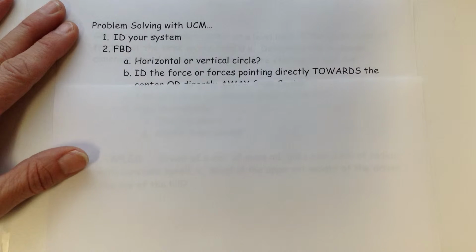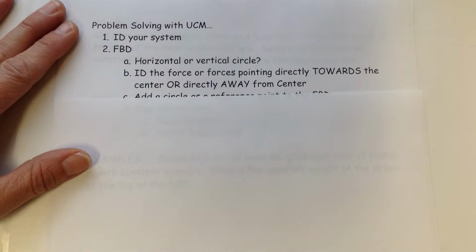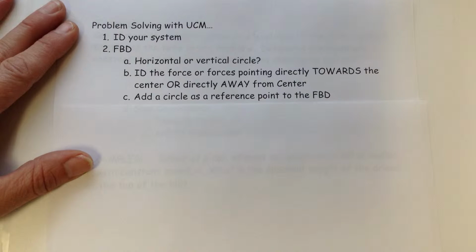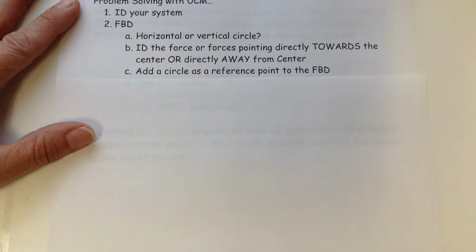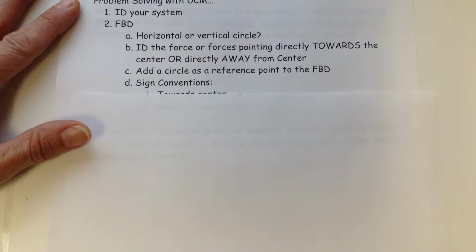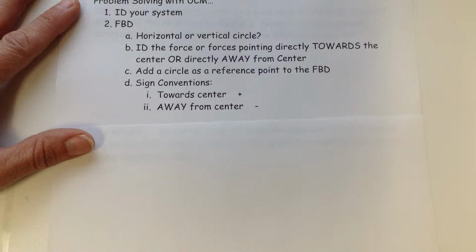All right, now you want to identify the forces pointing directly towards the center or directly away from the center. And I think it's a great idea to help you get started by adding a circle to your free body diagram, so you can get a sense of which forces are pointing towards the center and which ones might be pointing directly away from the center. And as we do a couple of example problems, you'll see why I think that's a really great idea.